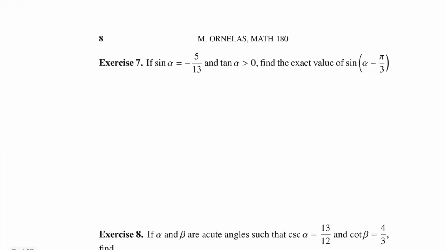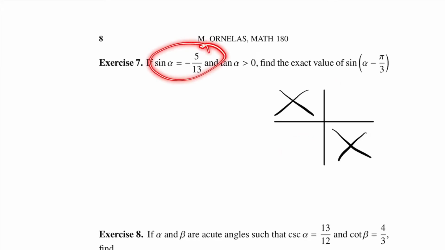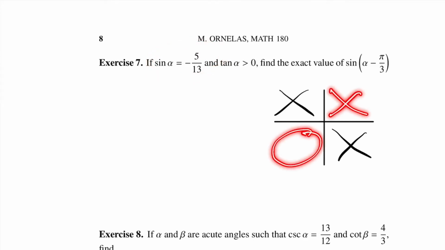Next page. These problems come up a lot, so you really want to understand this type of problem. They're telling you what sine alpha is equal to, and then they're telling you that tangent is positive, and then they want us to find the exact value. Whenever you have this kind of situation, you always want to draw a triangle in the correct quadrant. Because tangent is positive here and here, we can eliminate these two quadrants, and then they tell you that sine is negative. Sine is negative here, not here.